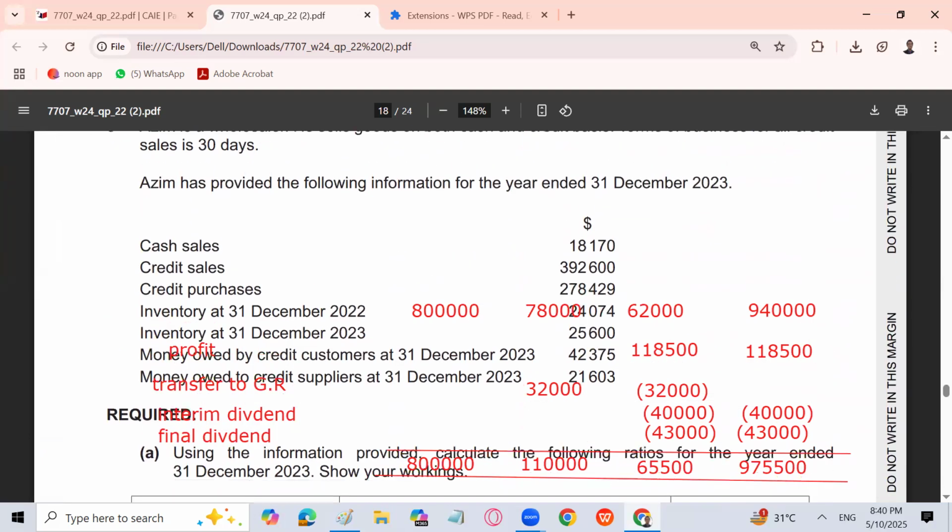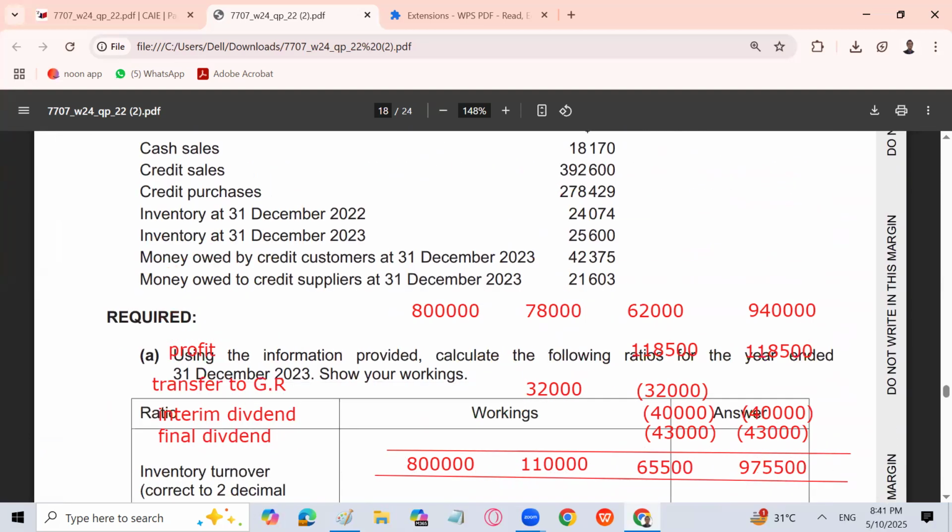Always remember that for trade receivable and trade payable turnover ratios, the formula for trade receivable is trade receivable over credit sales into 365. And for trade payable, the formula is trade payable over credit purchases into 365. Just for the sake of completeness.